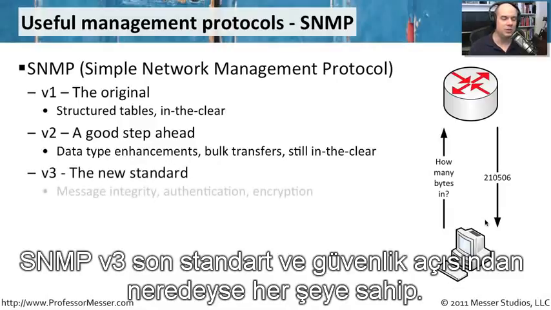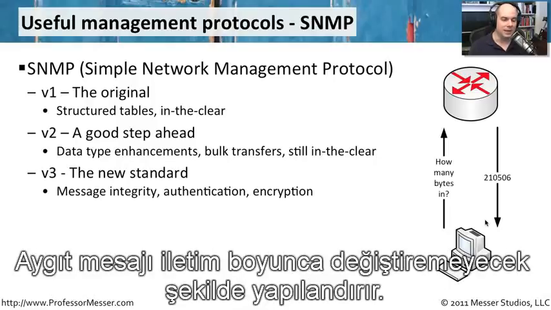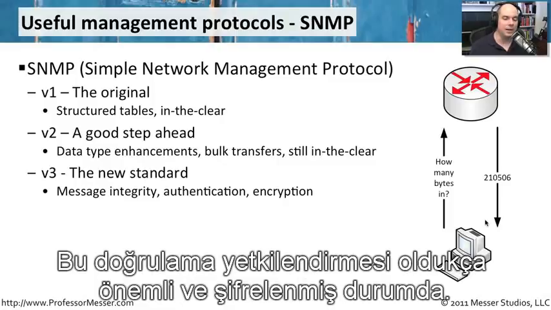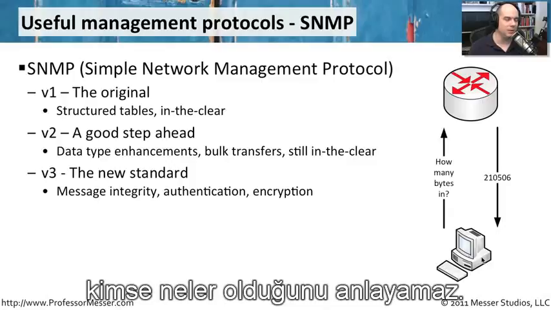So SNMP version 3, which is the latest standard, is the one from a security perspective you should almost always be insisting on, because it checks the integrity of the message, that it really came from that device. It was authenticated to that device. The message wasn't changed along the way. So that integrity and authentication become very, very important, and it's encrypted. And the data going between the SNMP device and the reply we're getting back is something that nobody can tap into to really see what's going on.